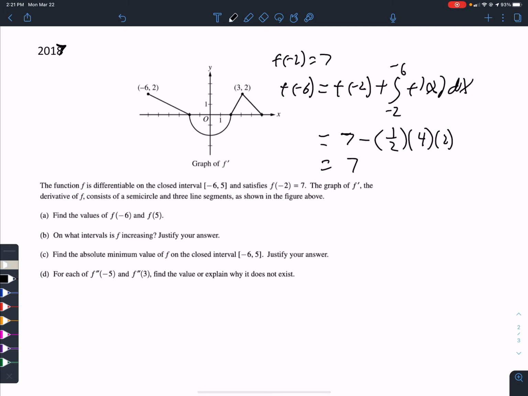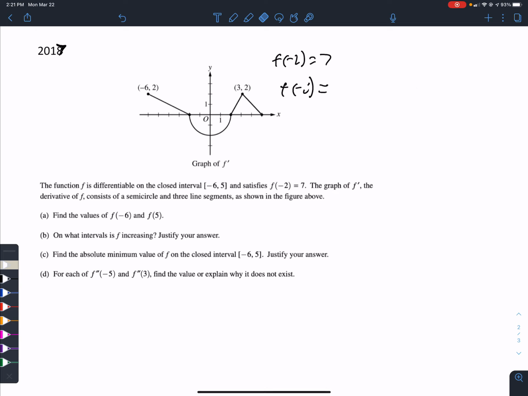So it's 7. You could stop there. We're done. But 7 minus 4 equals 3. But you can stop here. You should stop there. Okay? So that's f of -6. Let me do the other one, f at 5.